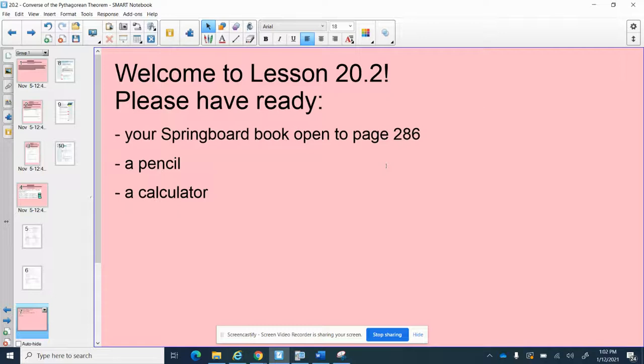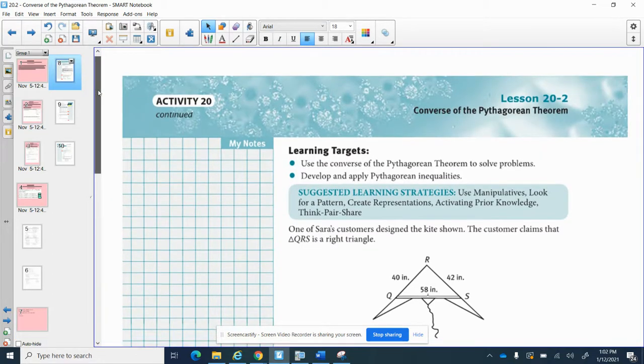Hi everyone, and welcome to lesson 20.2. Today's lesson starts on page 286 in your Springboard book, and you are definitely going to want a pencil and a calculator handy. So today's lesson starts by reviewing what we talked about yesterday with the Pythagorean theorem.